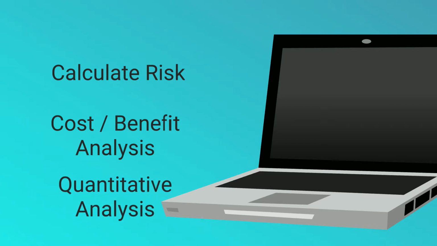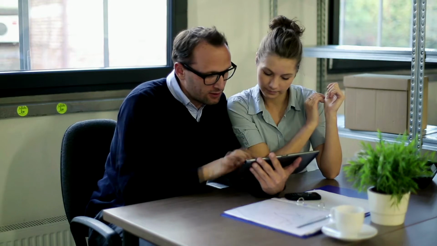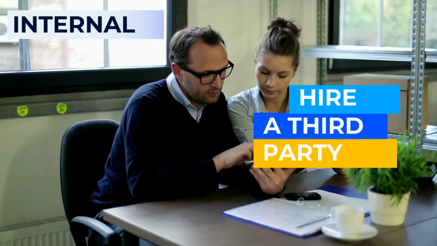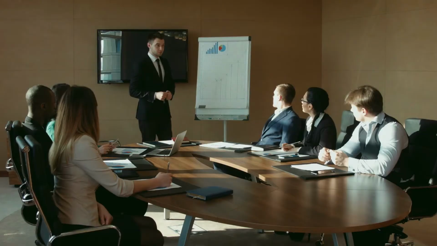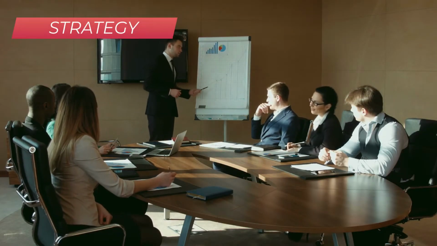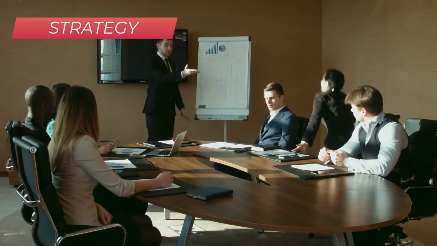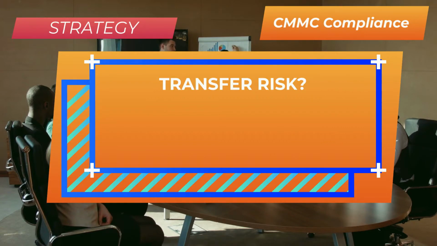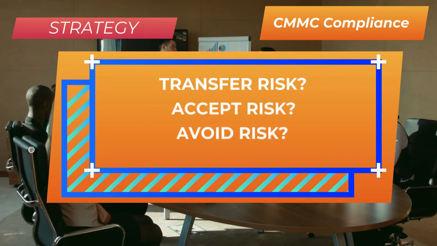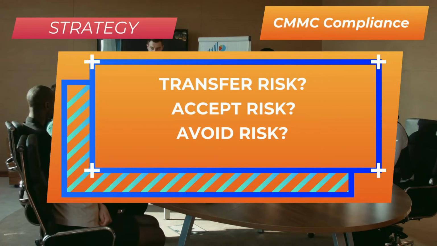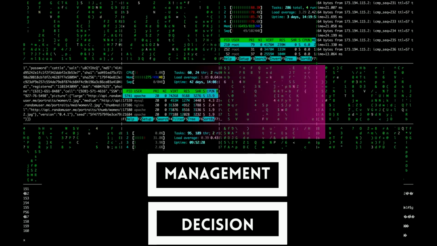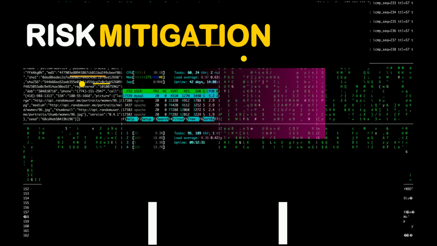Next, you need to either hire a third party to come in or do an internal assessment to come up with recommendations. What are going to be some risk mitigation strategies that you will use in order to become CMMC compliant? Could you transfer the risk? Are you willing to accept the risk? What could you do to avoid the risk? And these are all decisions that management needs to be made aware of so then they can actually make the determination. Specifically, when we talk about risk mitigation, we're talking about control selection.